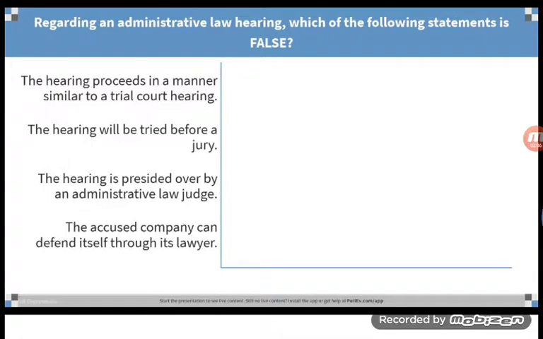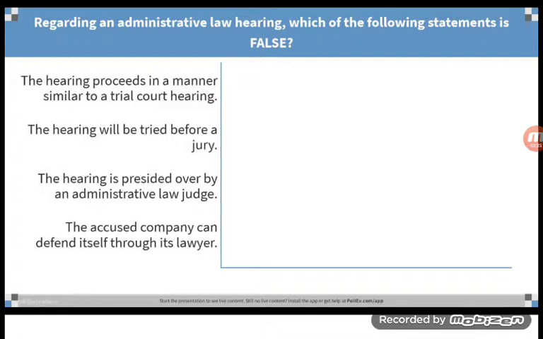Regarding an administrative law hearing, which of the following statements is false? The hearing proceeds in a manner similar to a trial court hearing. That would be true. That's correct. I was just talking about that. The hearing will be tried before a jury. That is going to be false. That is typically not how it works. It's going to be a bench trial.